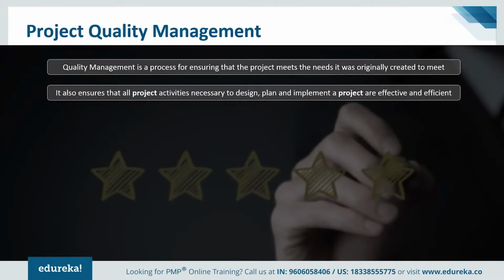It also ensures that all project activities that are necessary for designing, planning, and implementing a project are effective and efficient. That is ensured by following quality management as one of the important plans that we create on the project. So let's understand a bit more about quality management as a concept when we work on the project.